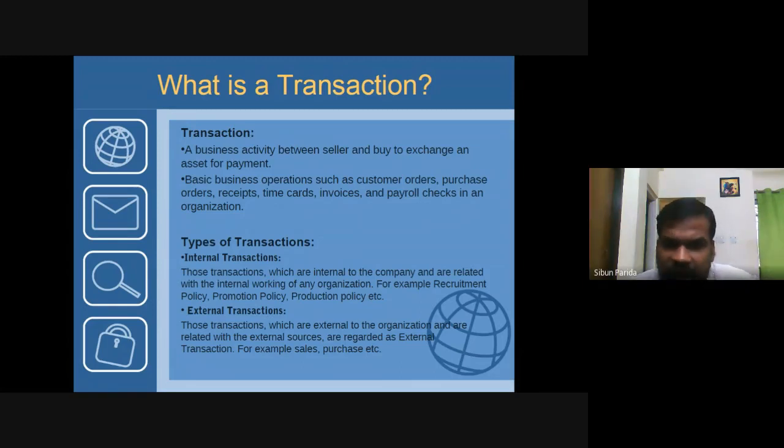Now what about the external transactions? These are transactions which are external to the organization and are related with external sources. For example, sales and purchase. If your company is producing some product, it can't sell inside the company. It will sell to the outside of the company. And purchase, who will purchase? The outsider of the company. So selling and purchasing is done with outsiders. And payroll system, policy or promotion, these are done inside the organization. So there are two types of transactions: internal transactions and external transactions.